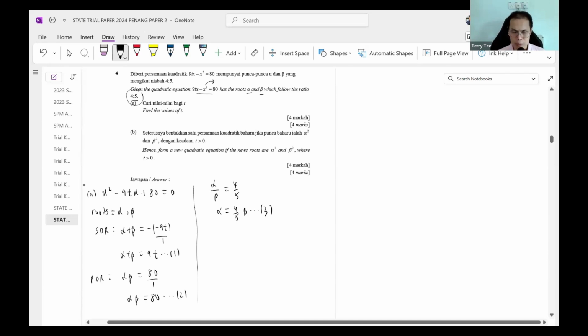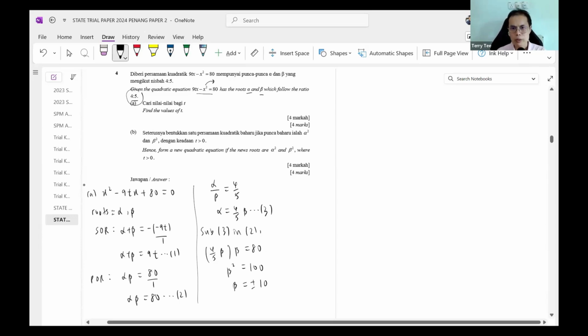Now, notice we cannot solve equation 1 yet because equation 1 has 3 unknowns. We can solve equation number 3 and equation number 2. So I'm going to sub equation 3 inside equation 2. My alpha is 4 over 5 beta. I multiply with beta, I get 80. Beta times beta is going to give us beta squared. 80 divided by 4 is 20. 20 times 5 is 100. So your beta is square root of 100, which is plus minus 10.